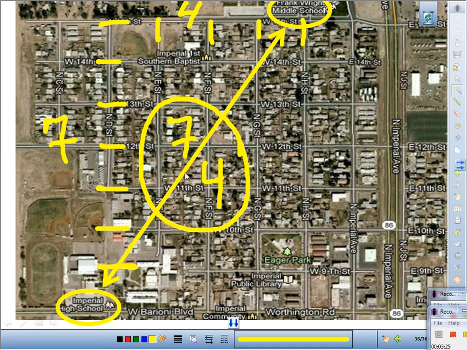Yes, Jessica. It's blocked off already? Yeah. Okay. Well, then she would turn here and then there. Well, you get the idea, right?